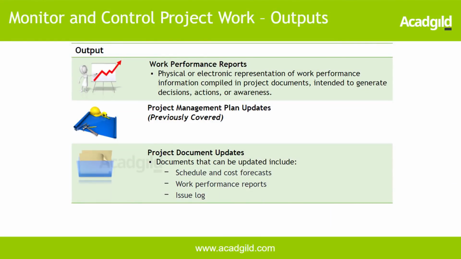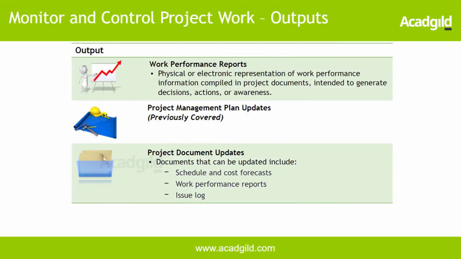The first output is the work performance reports. Work performance information was an input, and now the reports are nothing but providing that information in a pictorial representation. So, for example, coming out with a bar chart or a pie chart, giving it to management so it can be interpreted easily. It's a physical or electronic representation of work performance information compiled in project documents, intended to generate decisions, actions or awareness. So rather than the data just being available, with the pictorial representation as a report, any stakeholder will be able to take decisions easily.